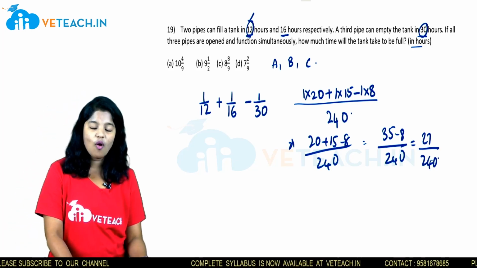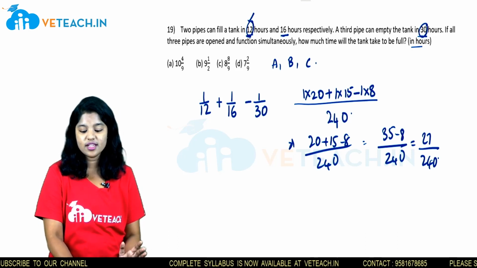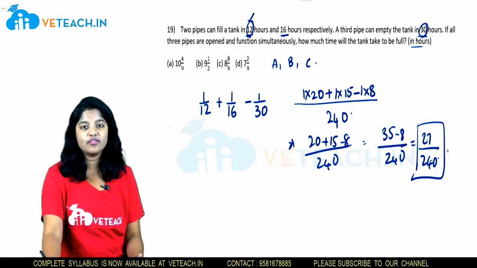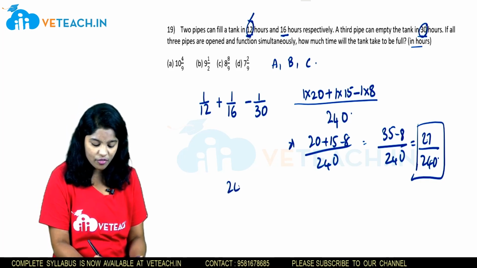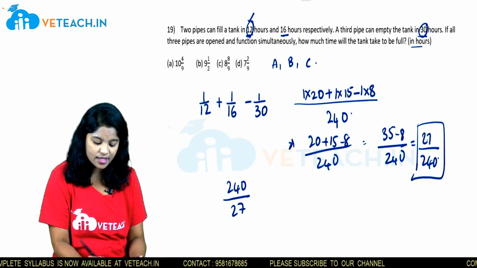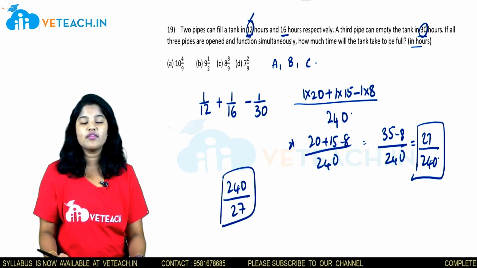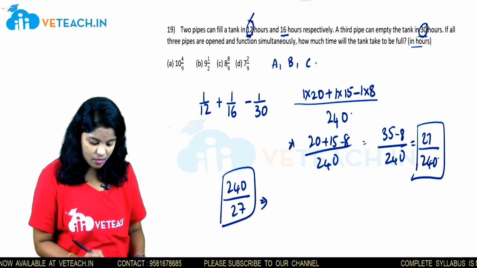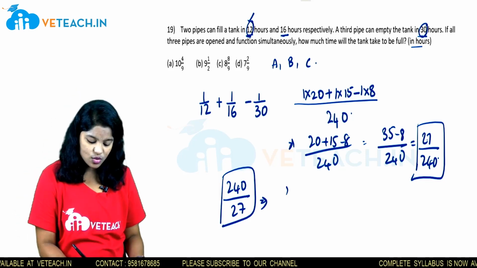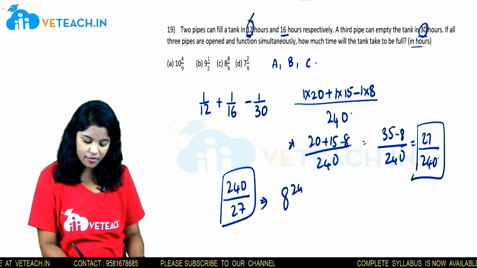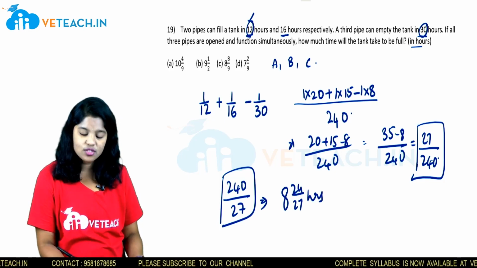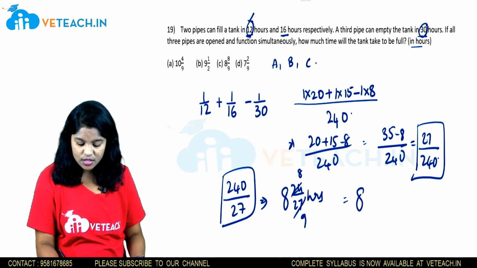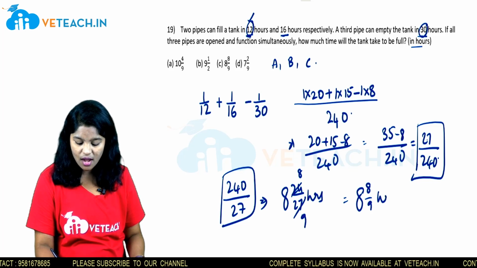So in 1 hour, when the 3 pipes are opened simultaneously, 27 by 240 parts of the tank will be filled. So totally, if all the 3 pipes are open simultaneously, 240 by 27 hours it will take to fill the complete tank. That is 8 times 30 by 27 hours. In the table you can cancel 3 times 9, so 8 by 9 hours.